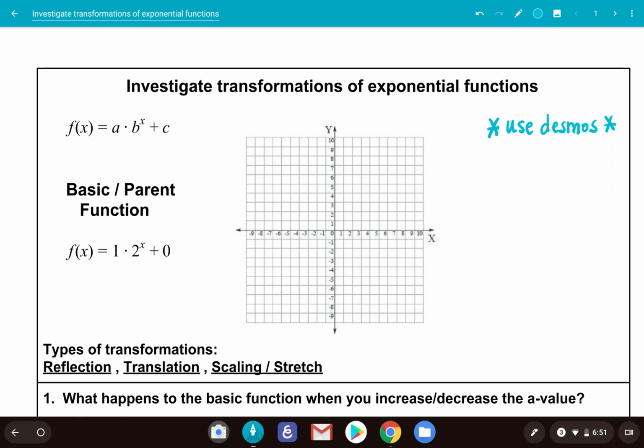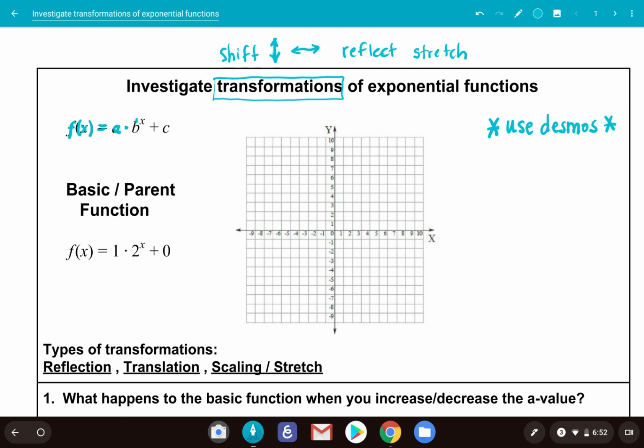Transforming exponential functions. Transformations include things like shifting up and down, left and right. We could also reflect, and we could also stretch the graph. And so in order to investigate this, we're going to use our basic function for an exponential function.